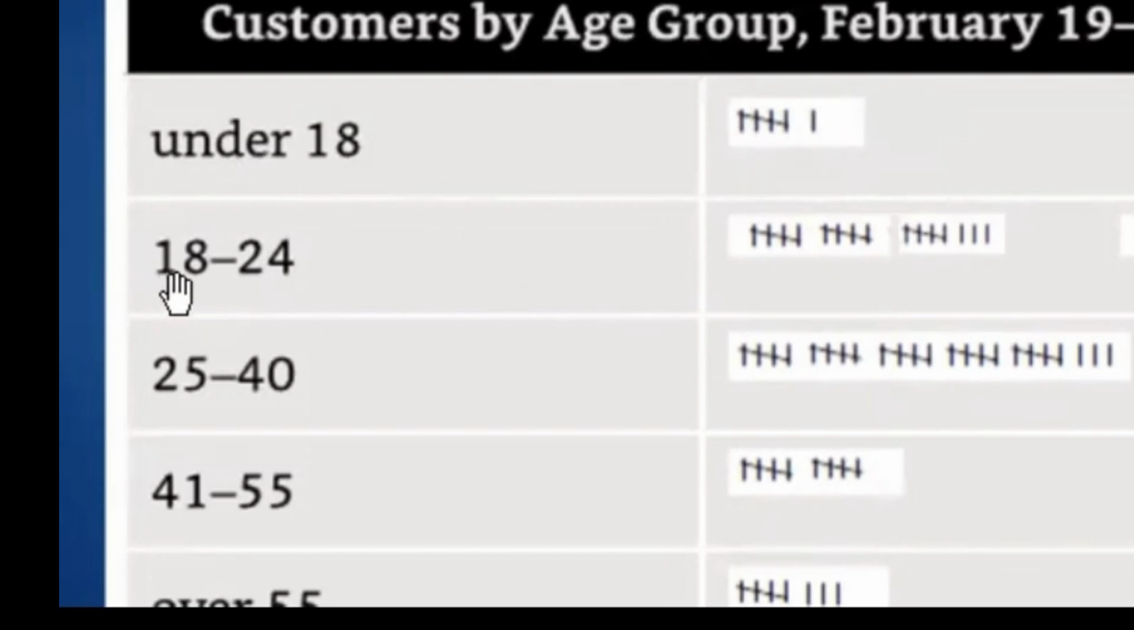Okay. Then between the same time period, she saw 1, 2, 3. We know that 5 times 3 is 15, plus 1, 2, 3. 15 plus 3 is 18, or she saw 18 customers between the ages of 18 and 24.